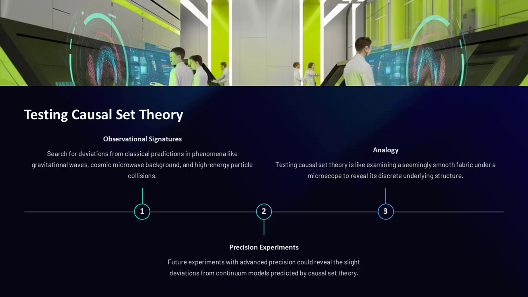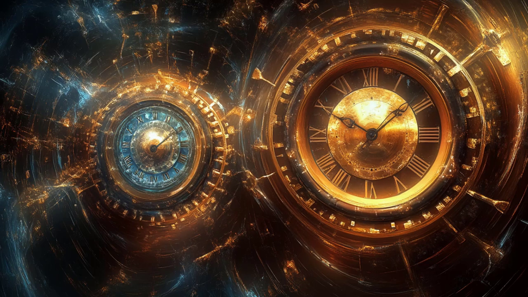these effects. Gravitational wave signals might exhibit small periodic fluctuations that reflect the underlying discrete structure of spacetime predicted by CST. Testing CST is like examining a seemingly smooth fabric under a microscope to reveal its weave. At large scales, the fabric appears continuous, but under high magnification, its discrete threads become visible.